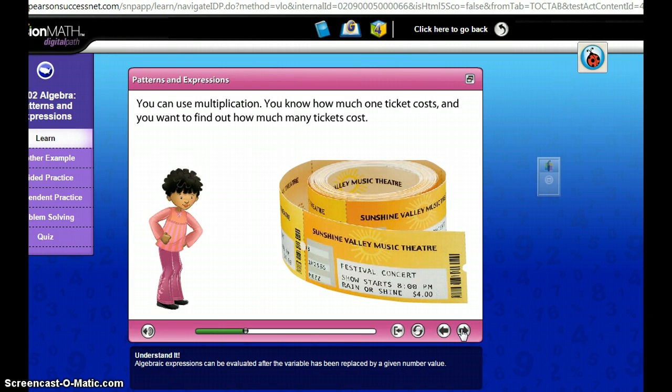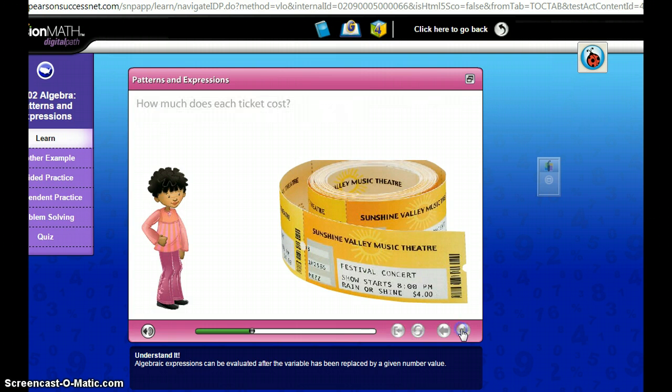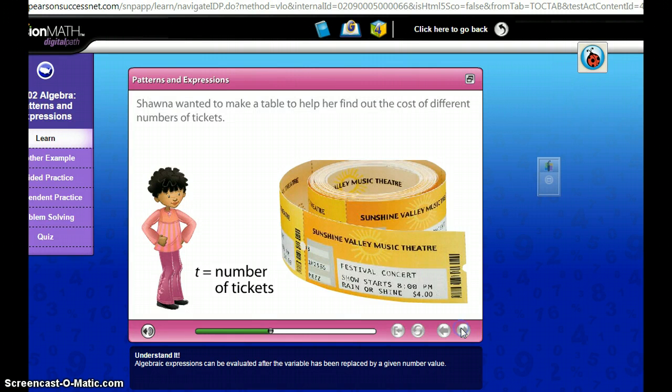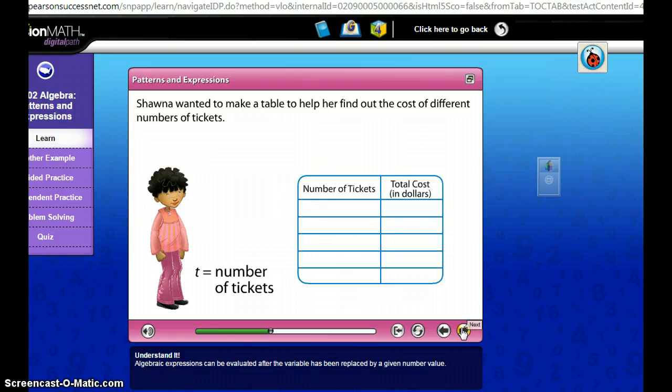You can use multiplication. You know how much 1 ticket costs, and you want to find out how much many tickets cost. How much does each ticket cost? $4. Each ticket costs $4. Let T equal the number of tickets purchased. Shauna wanted to make a table to help her find out the cost of different numbers of tickets. In her chart, this is where she's going to list her number of tickets. This is where she's going to put the total cost, how much it would be.